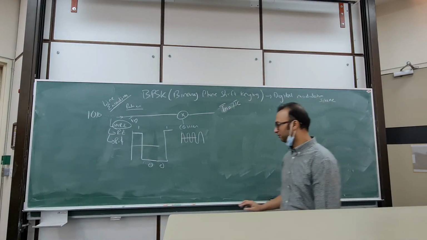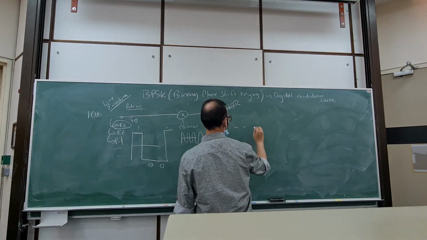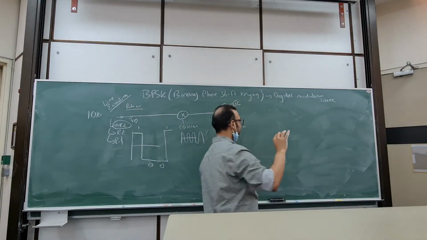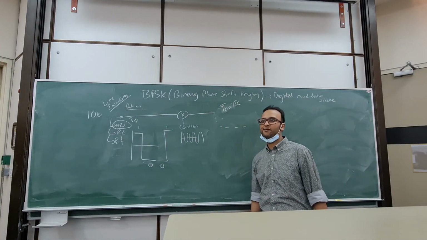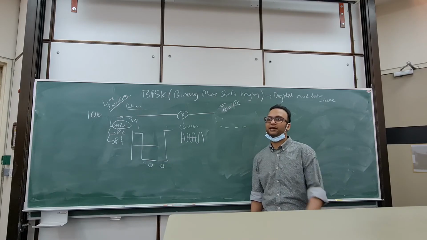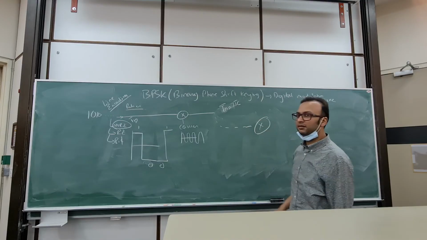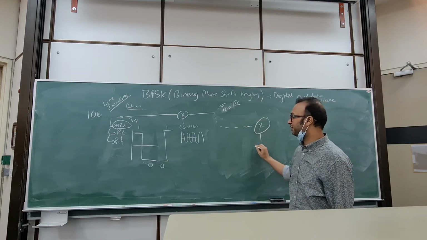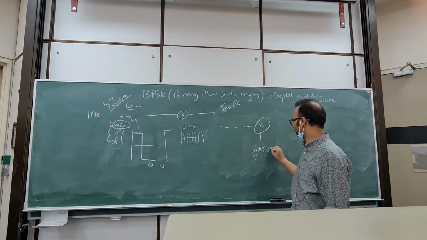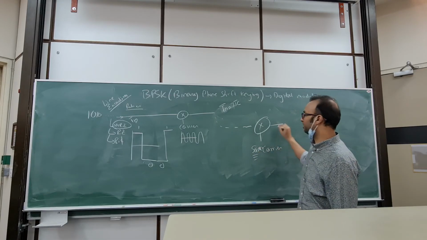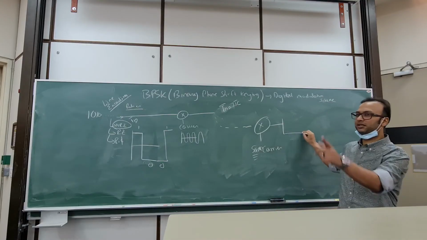Now, let's go to the demodulator side. If I want to demodulate, what should I do? Multiply by the carrier. But what is the trick? The same carrier. What do you do after that? Low pass.